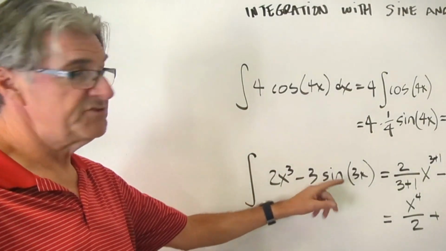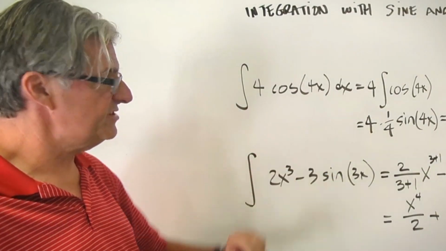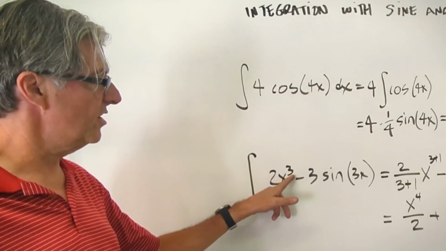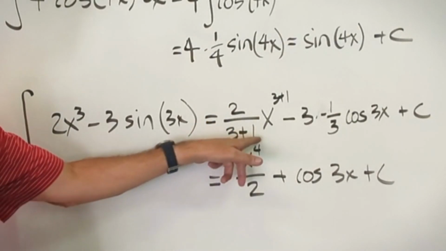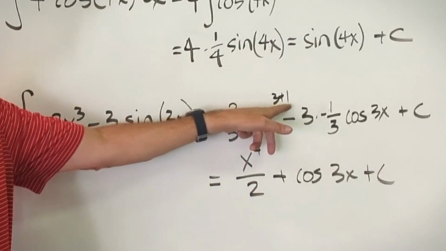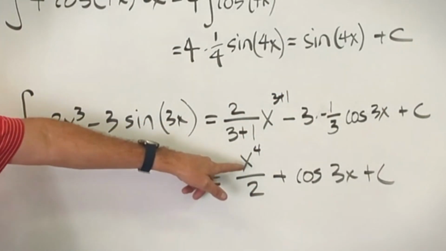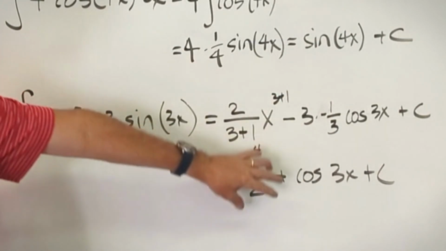So I have my two terms. So I can basically just integrate each term separately. So my 2x to the third is going to be 2 over 3 plus 1 times x to the 3 plus 1 power, and that reduces out to be x to the fourth over 2. So that's my first term.